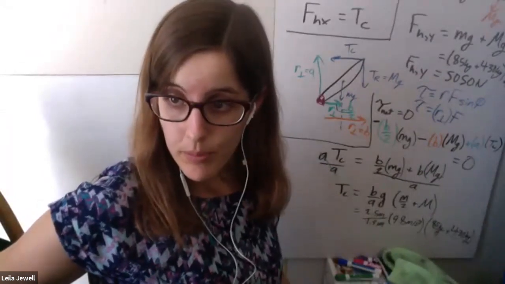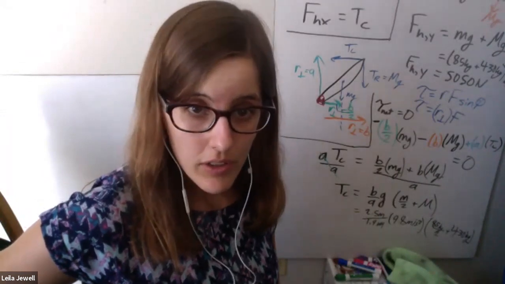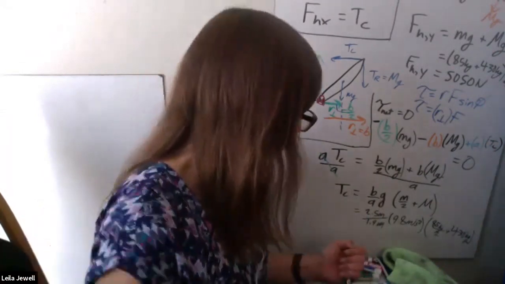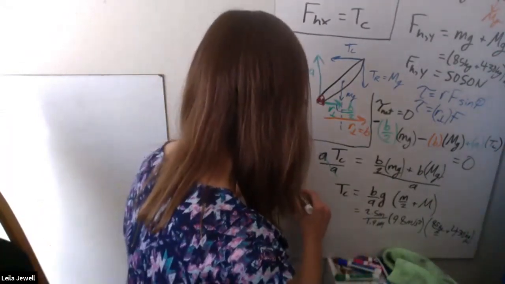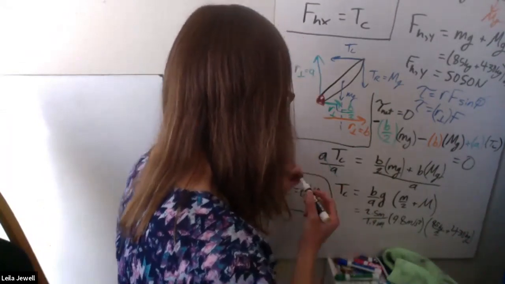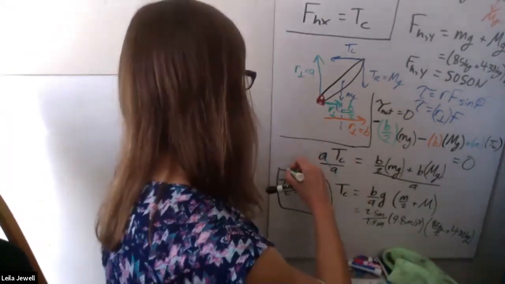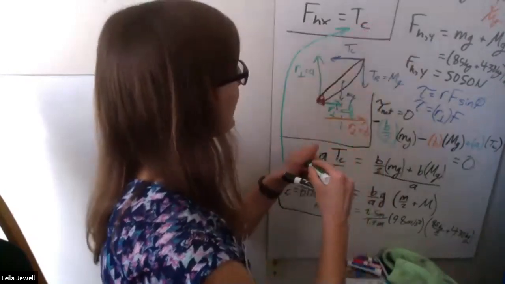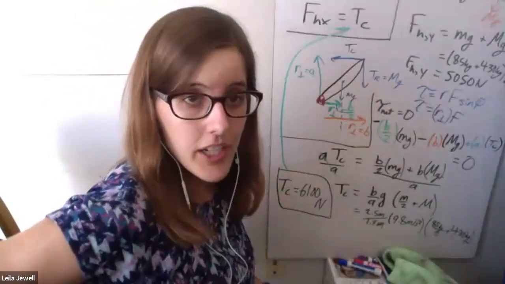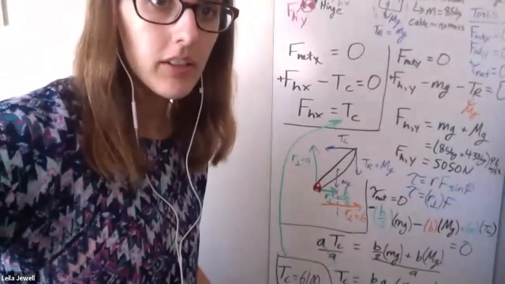And so if we multiply all of that out, you should find that the tension in the cable comes out to 6,100 newtons. And once we know that, we can take it back, put that in the bank, to the FHX, because we know FHX, we know FHY. And so we're looking good here.